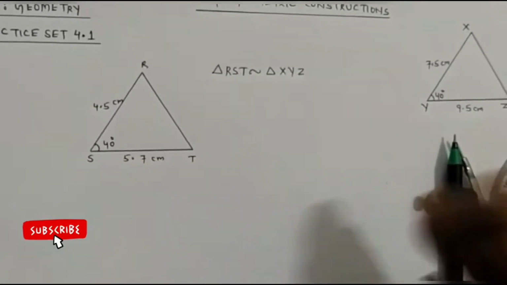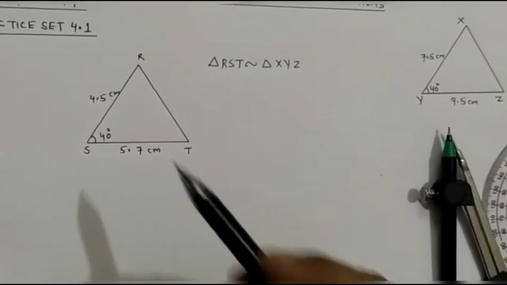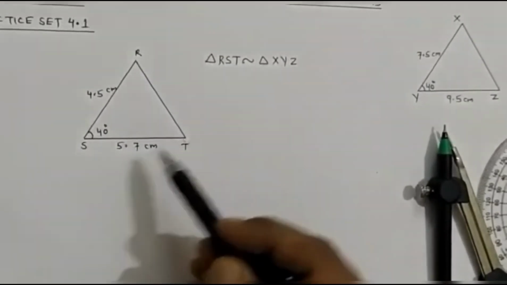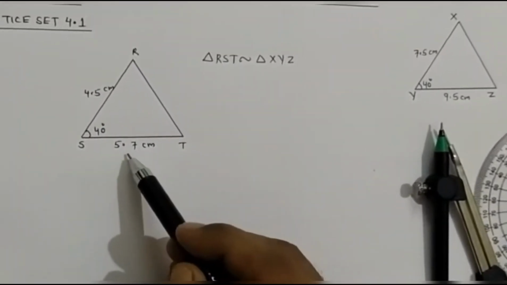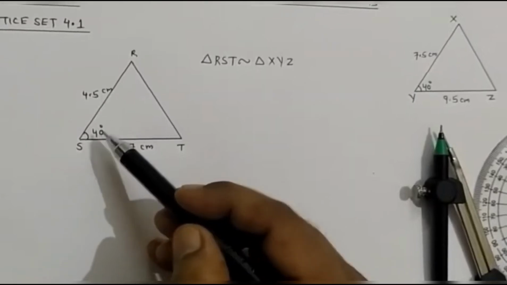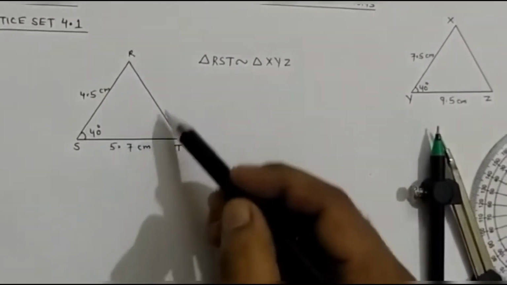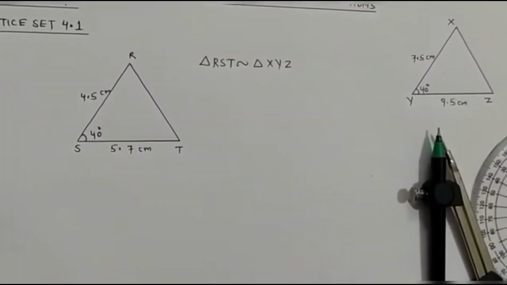First we'll construct triangle RST and then triangle XYZ. For triangle RST, first we have drawn the rough figure. You can see the rough figure of triangle RST. ST is 5.7 centimeters, angle S is 40 degrees, and SR is given as 4.5 centimeters. So we have to construct this triangle. This is the rough diagram.